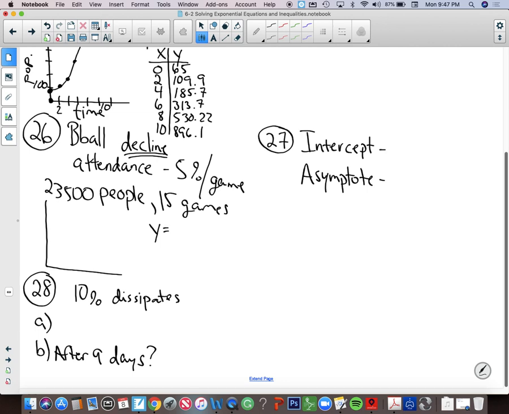Our initial amount, 23,500. And if we're going down by 5%, that's 1 minus 0.05 to the t. Okay, so 1 minus 0.05, and I'm just going to rewrite that as 0.95, just after I showed you guys that. So it'll be 0.95 to the t. So that's the function you want to graph.